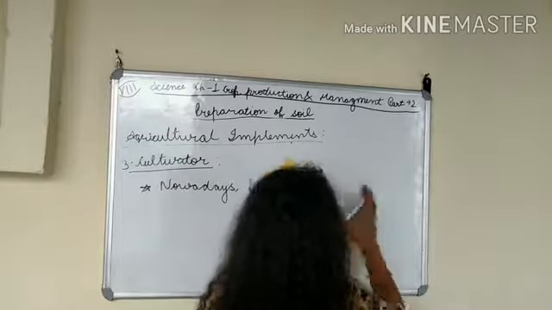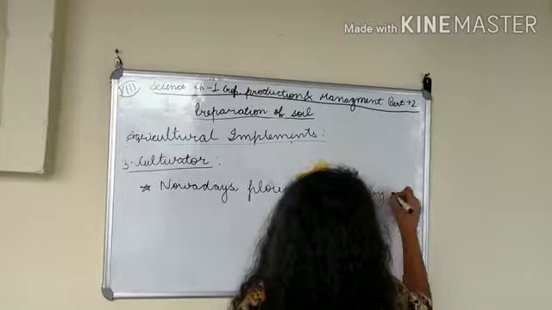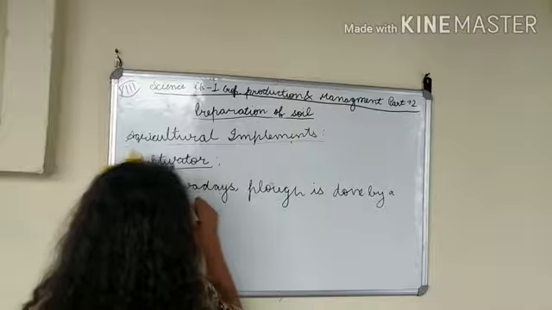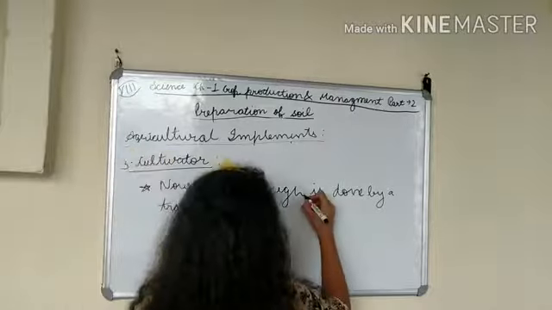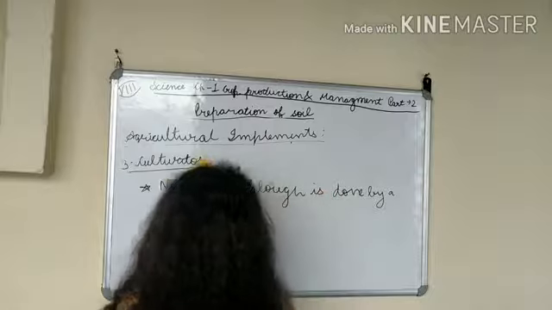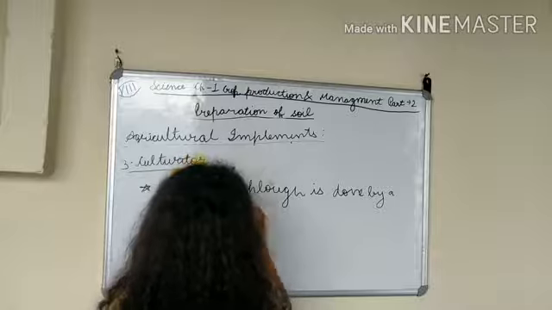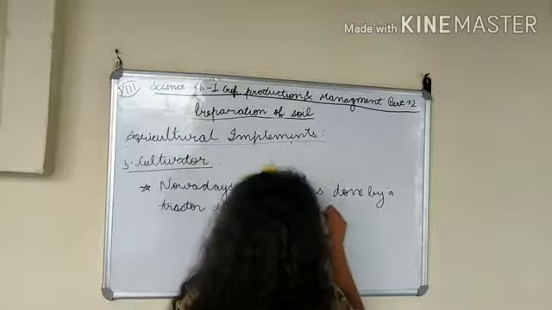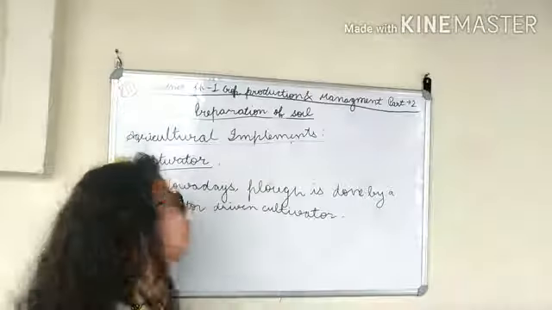Plowing is done by a tractor driven cultivator. Right? Now it's done with the help of a tractor driven cultivator.